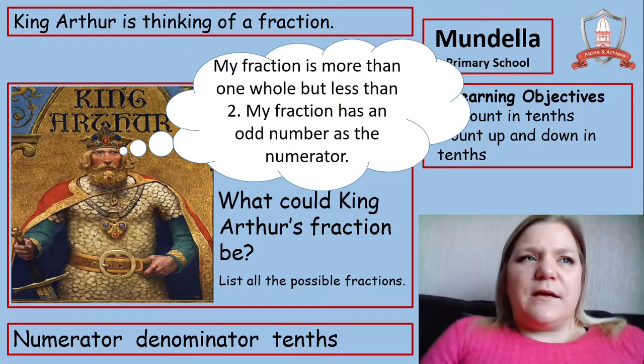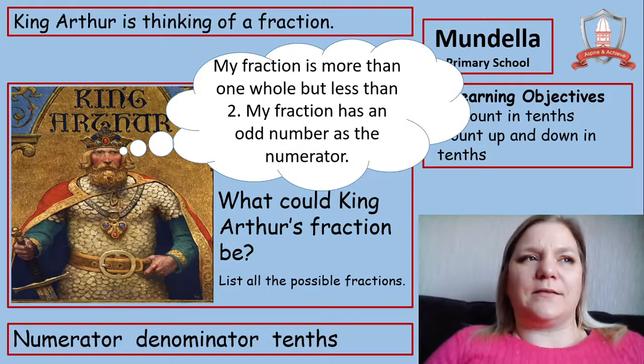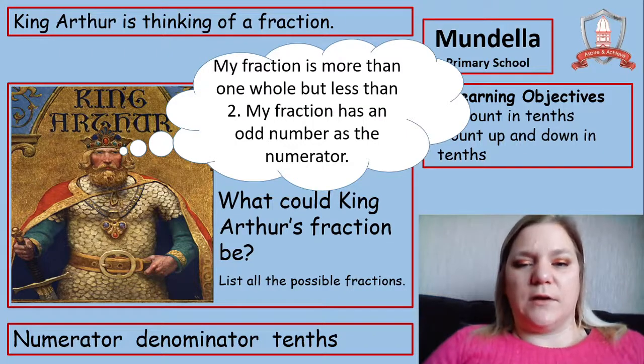So here's a bit of an additional challenge, and it's about King Arthur today. So King Arthur's thinking of a fraction. This is what he's thinking. His fraction is more than 1, but less than 2. Somewhere in between. His fraction has an odd number as the numerator.